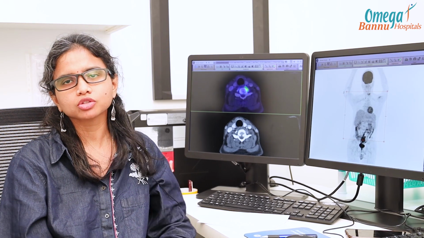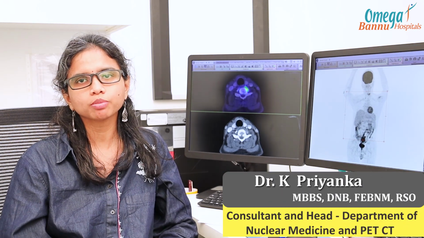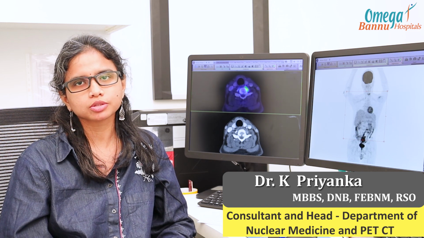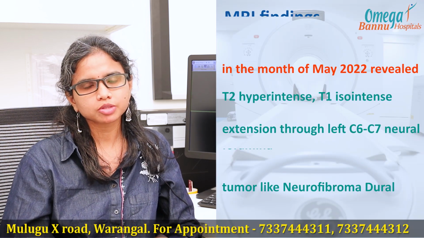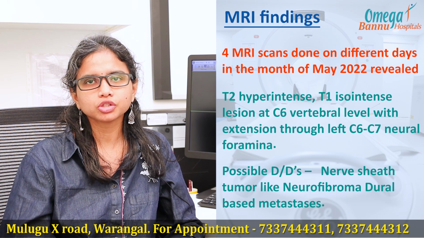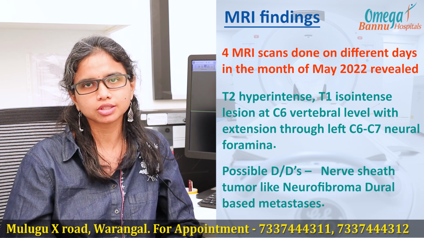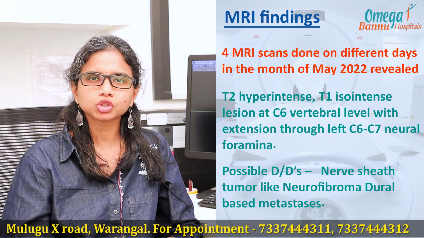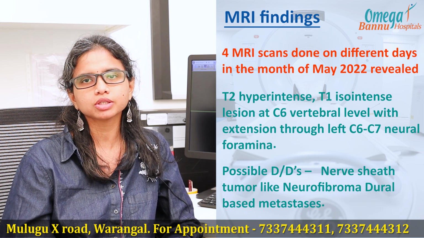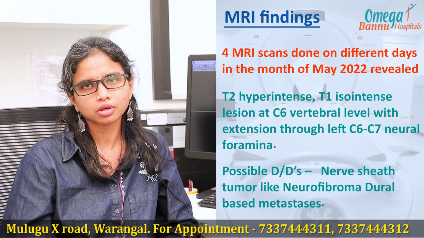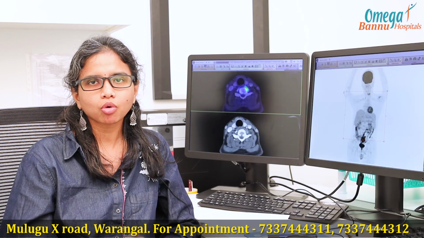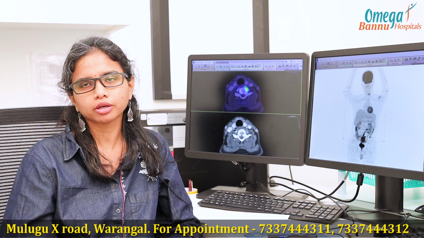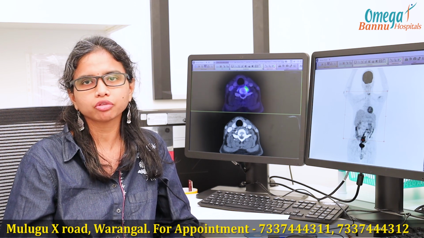Now we discuss the case of a 36-year-old male who presented with cervical radiculopathy in the last few months. An MRI has been done and they have detected a lesion at the level of C6 and C7. The differential diagnosis was given as schwannoma versus dural based meds, and he was planned for surgery. But they wanted to go for a PET scan and then decide on further management. So he's being sent to our center for PET CT.